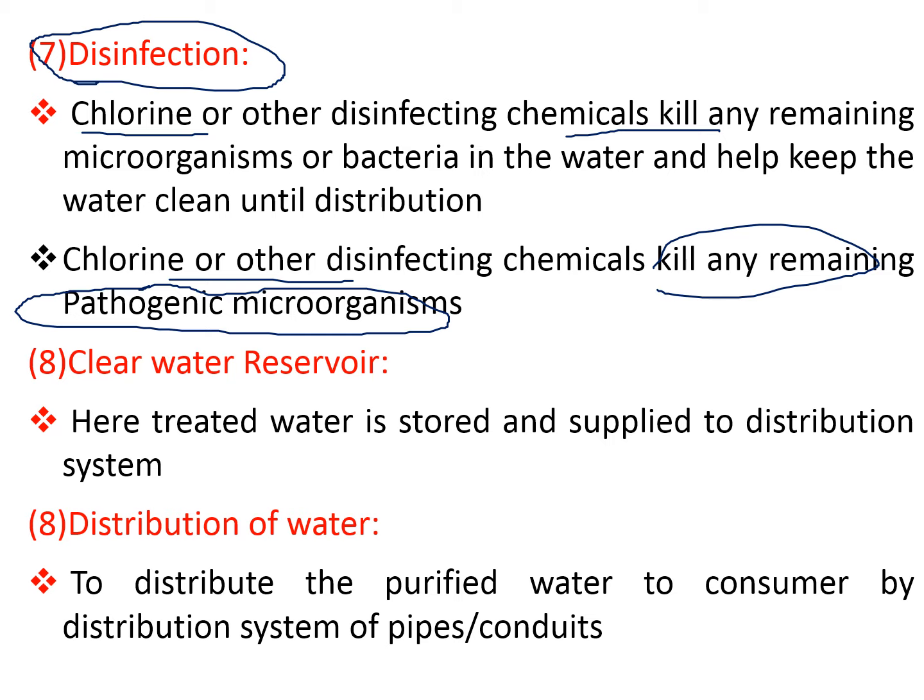Because in filtration also, there are two types of filtration that you will learn in detail in the theoretical part: rapid sand filter and slow sand filter. A certain amount of microorganisms are removed there also, so whatever remains has to be removed in the disinfection process. Once disinfection is done, next is not a process, but just the storage unit.